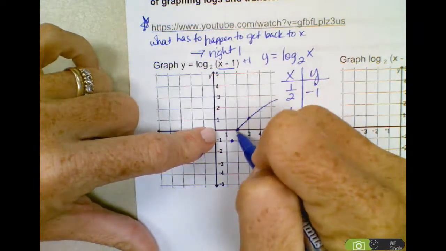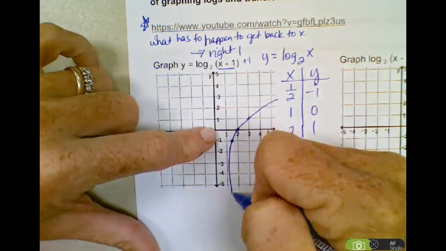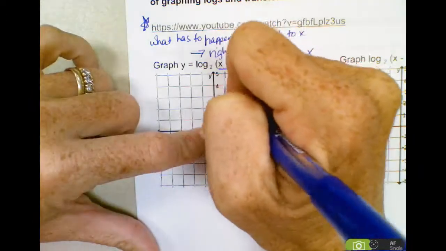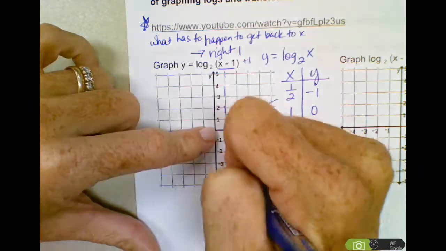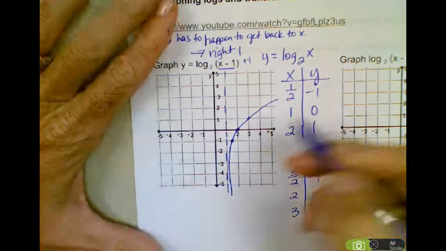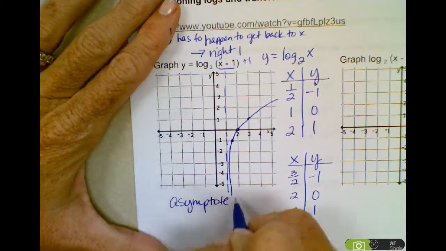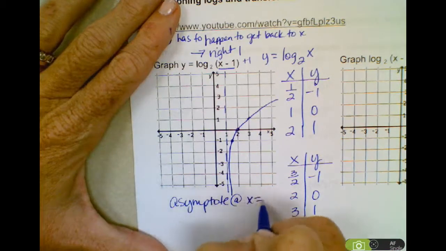So all it did was, now it shifted my whole curve by 1. And what actually happens is your asymptote, that imaginary line that we don't go past, is now at x equals 1. So the asymptote is at x equals 1.